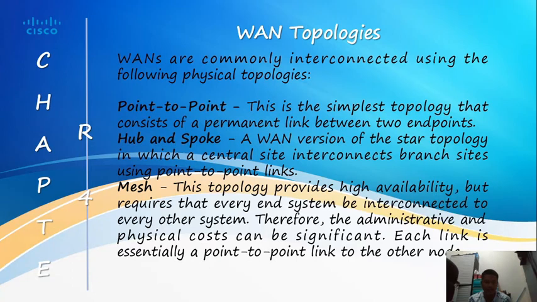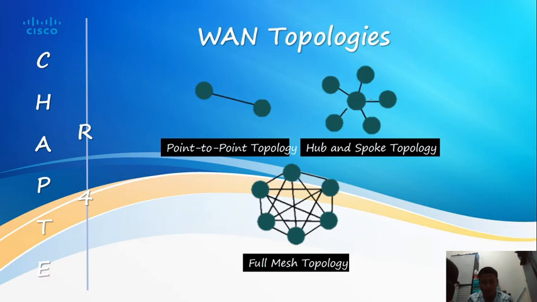Next is the mesh. This topology provides high availability but requires that every end system be interconnected to every other system. Therefore, the administrative and physical costs can be significant. Each link is essentially a point-to-point link to another node. So this is an example of wide area network topologies: the point-to-point topology, hub and spoke topology, and the full mesh topology.